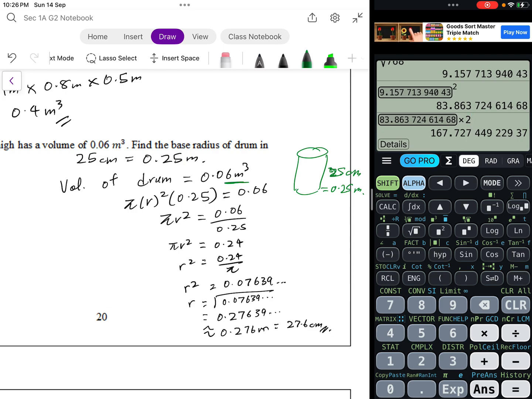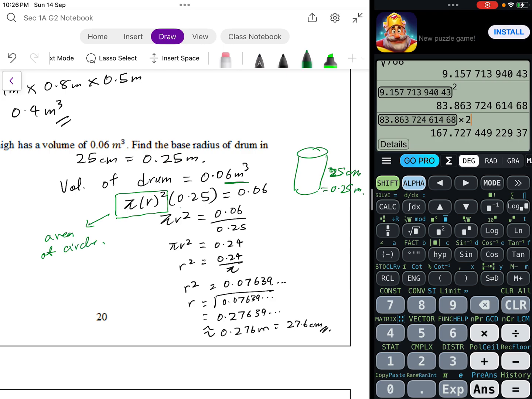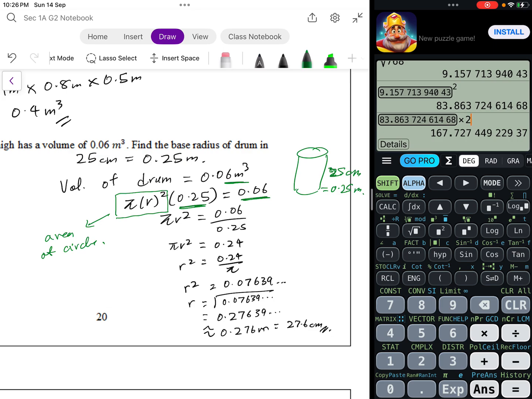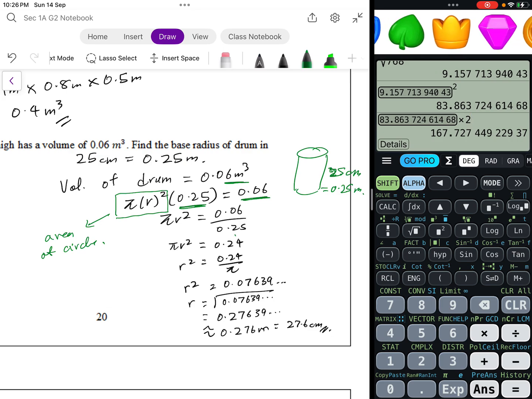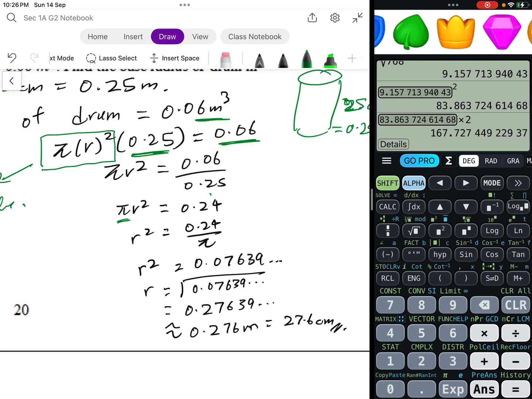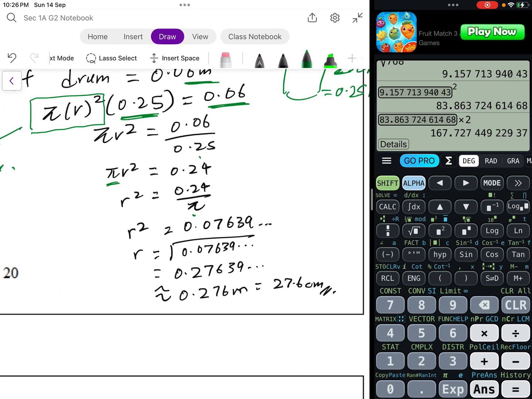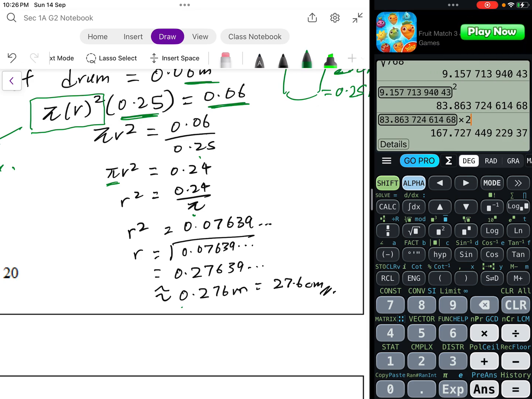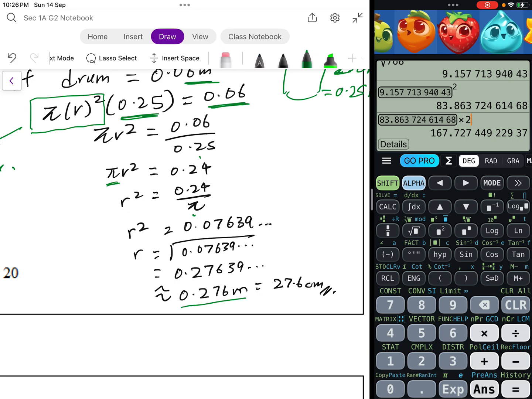So let's not forget our formula again. To find volume, this is area of circle, area of circle times your height should give you your volume. So if I work backwards, 0.06 divided by 0.25. Then I need to divide by pi. Then I need to square root, to get my radius in meter. Then I need to convert to cm.